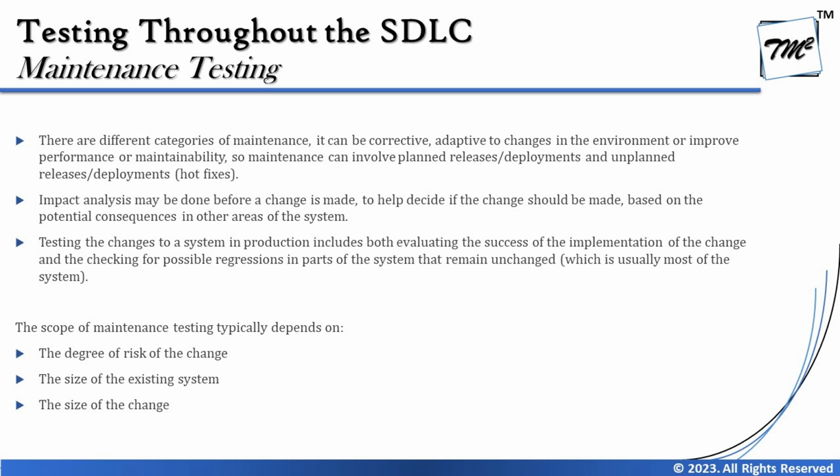Number one, there are different categories of maintenance. It can be corrective, adaptive to changes in the environment, or to improve performance or even maintainability. Now here we have a few words. Number one is corrective. That means you did something wrong, probably a known bug which had been pending for some time, and certainly you're trying to fix it.